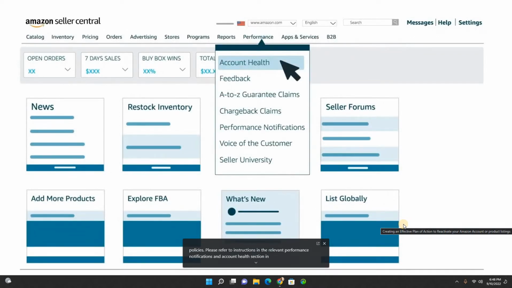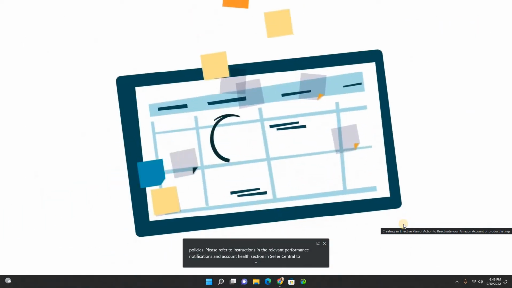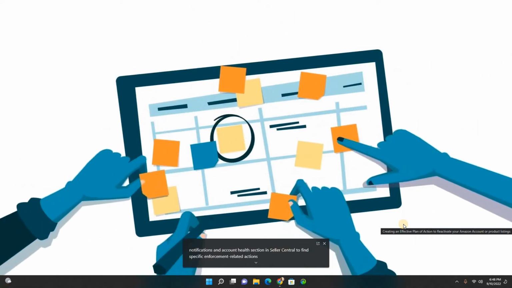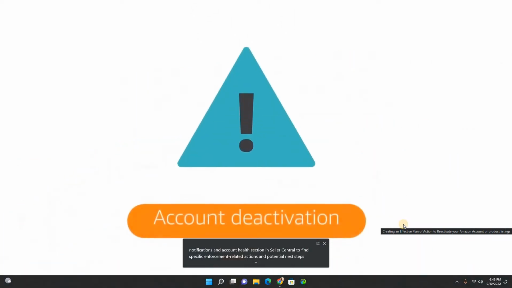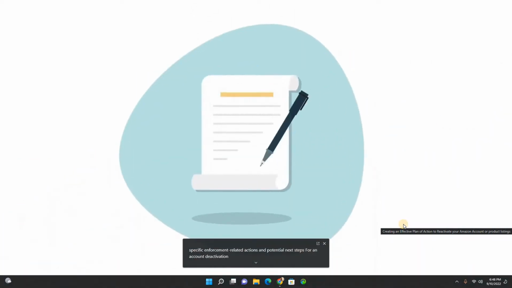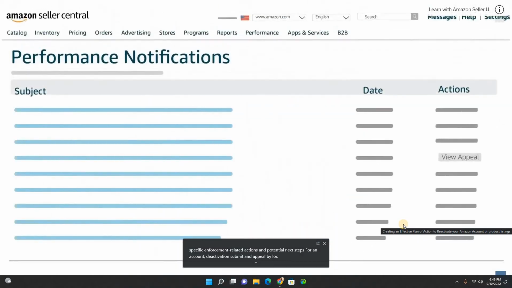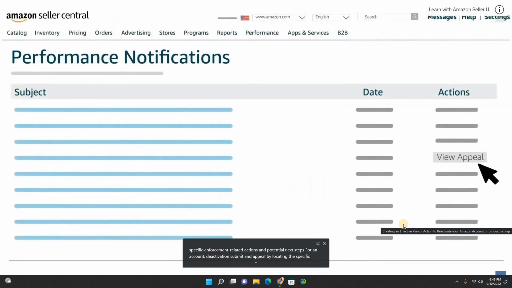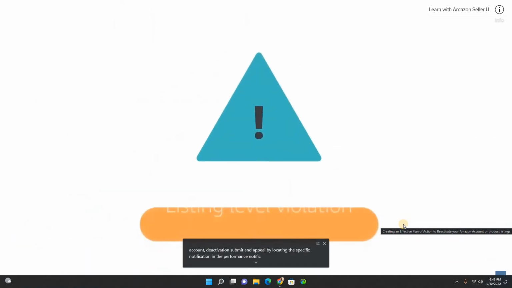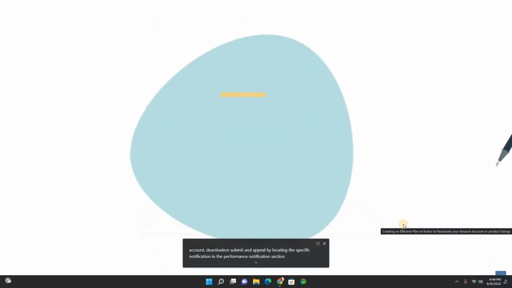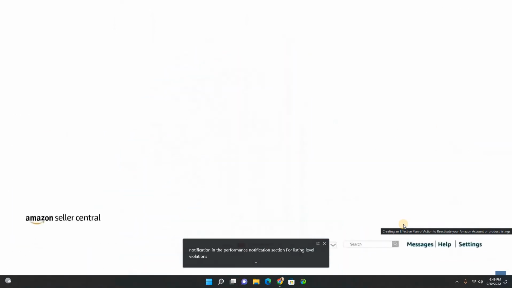For an account deactivation, you can submit an appeal by locating the specific notification in the Performance Notifications section. For listing level violations, you can submit an appeal in the Account Health under the Performance tab. Please make sure to log into the marketplace, for example US or Canada or Mexico, where the deactivation or violation occurred to submit an appeal.